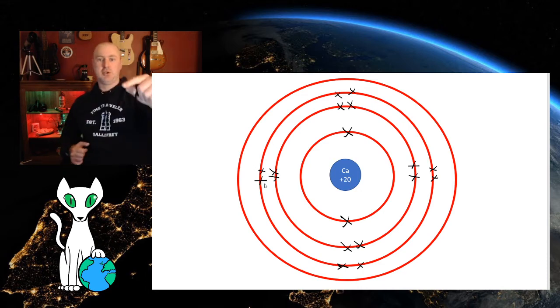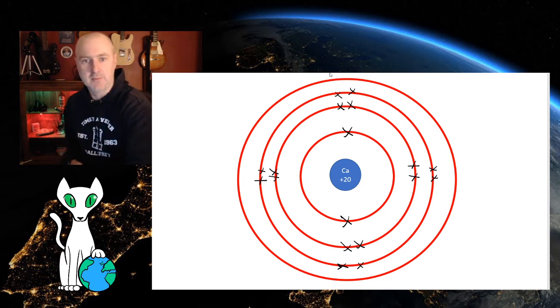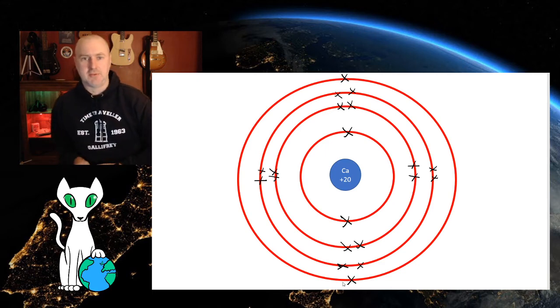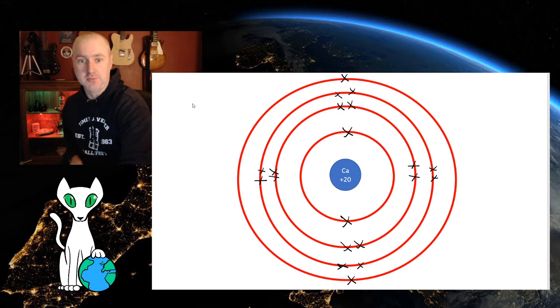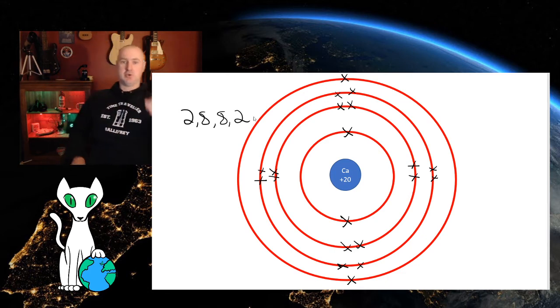So I now have 2, 8, 8. 2 plus 8 is 10, plus 8 is 18. And I've got my final 2 to go. And if I was to write down the electronic configuration for this, I'm hoping that you'd all be able to say, well, I've got 2 on the first shell, followed by 8, followed by 8, followed by 2. So my electronic configuration for calcium is 2, 8, 8, 2.